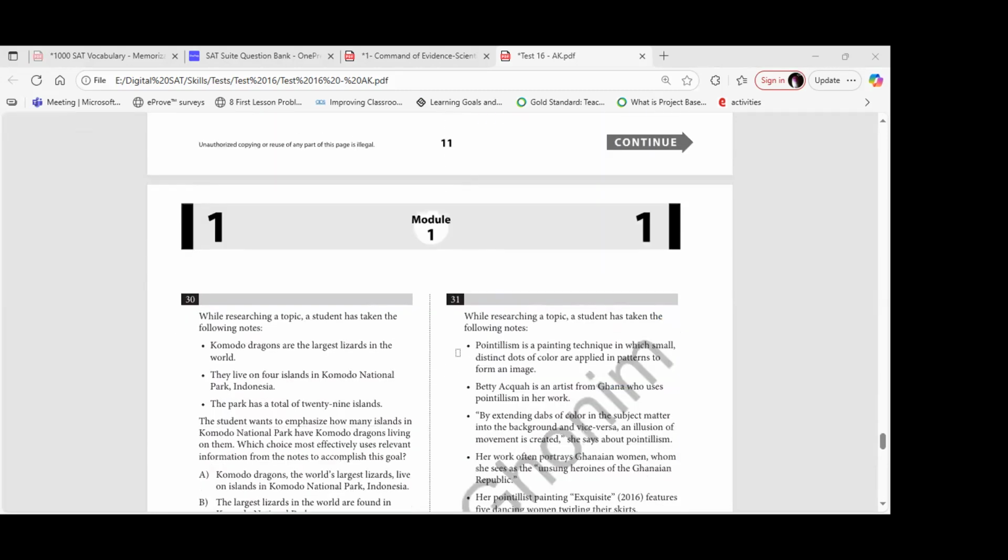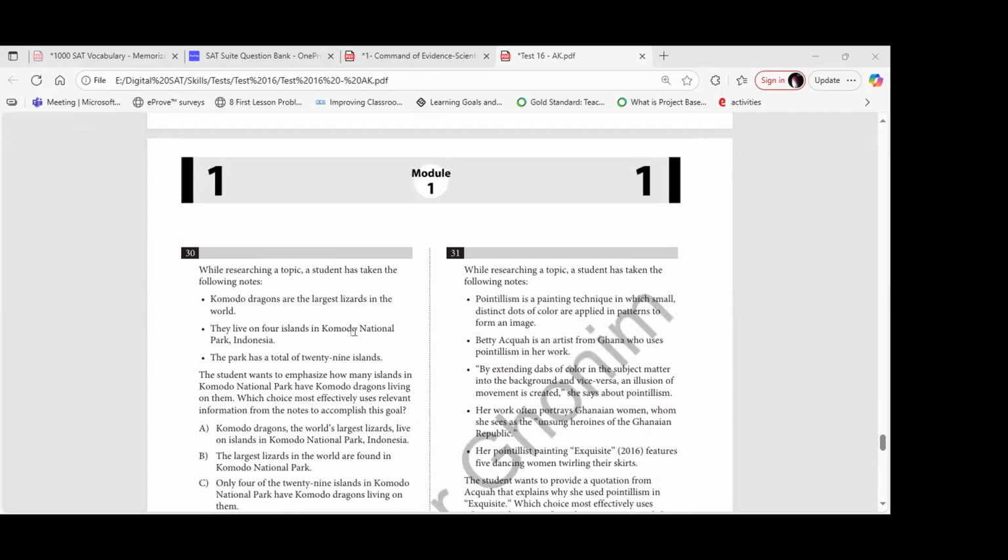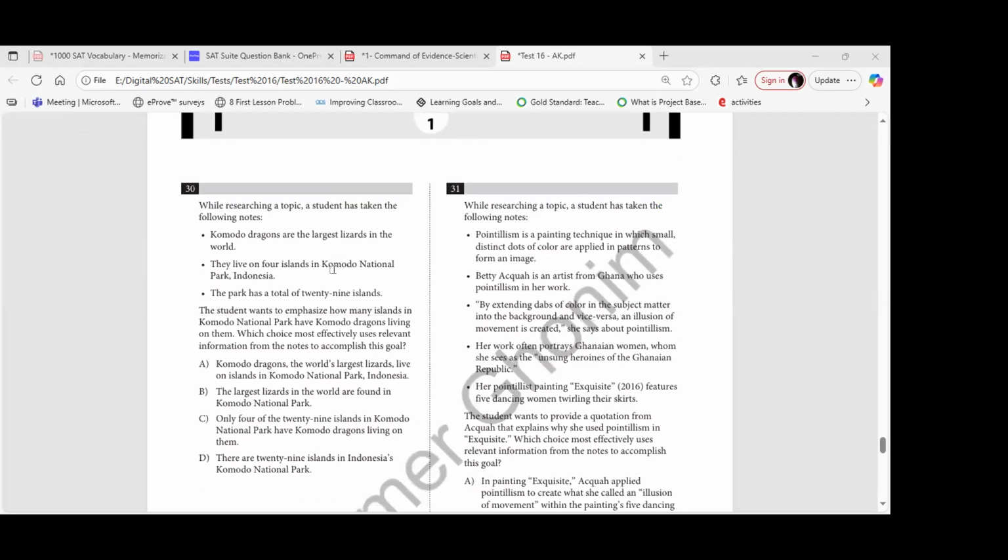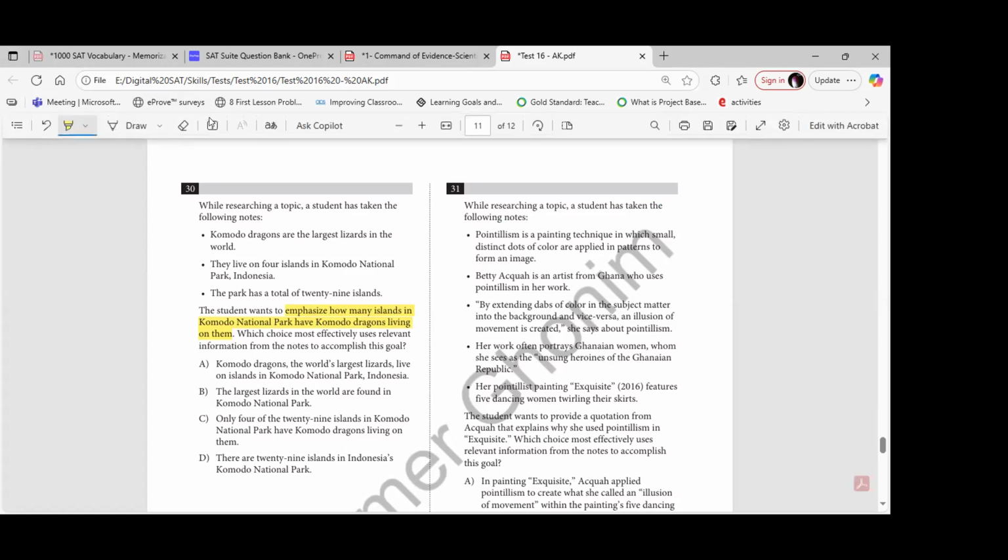Now we're gonna go to the rhetorical synthesis. I have my own way when we come to answer a question like that. Here, you're gonna look at the goal. Here's the goal: he wants to emphasize how many islands in Komodo National Park have Komodo dragons living on them. Then you're gonna go to the answers. If you find that there are two answers that can be accepted, go to the bullets. Waiting for your answer to be mentioned on number 30.